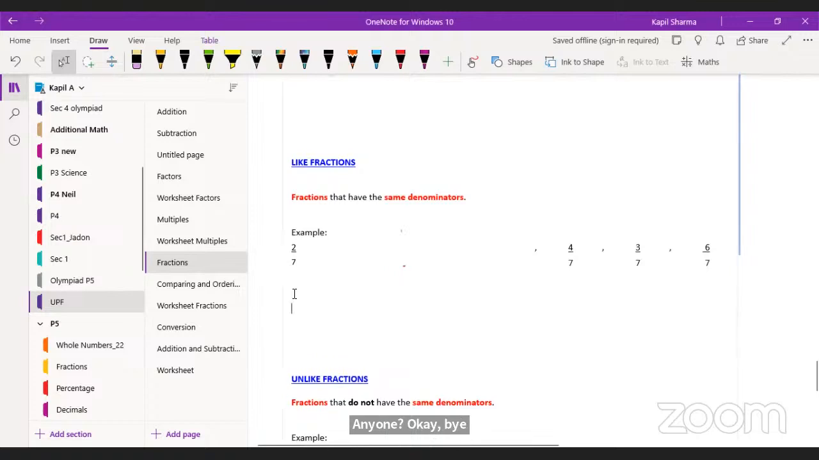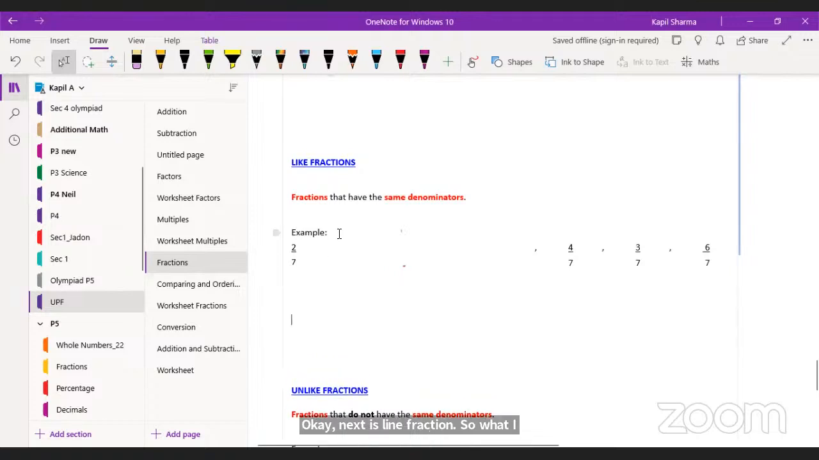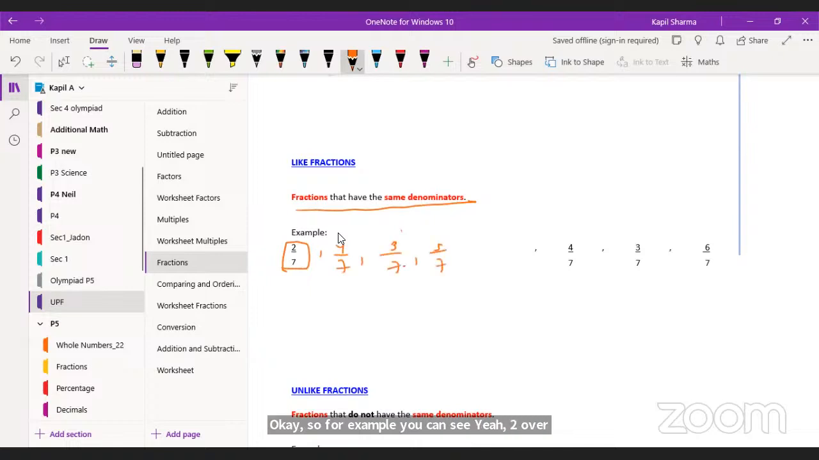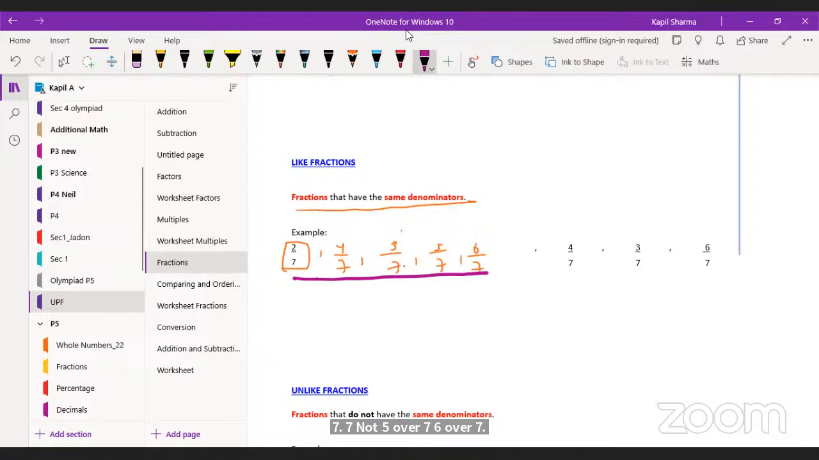Okay, next is like fractions. So what are like fractions? Fractions that have the same denominators. Okay. So for example, you can see here 2 over 7, 4 over 7, 3 over 7, 5 over 7, 6 over 7. All of these have the same denominator 7. So these are like fractions.